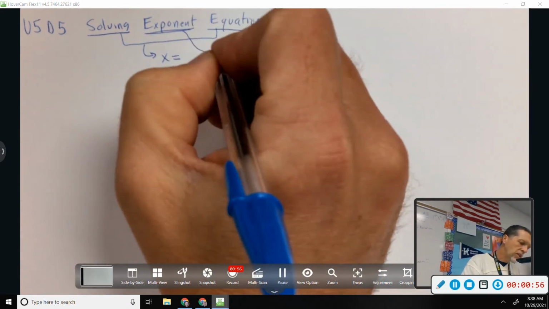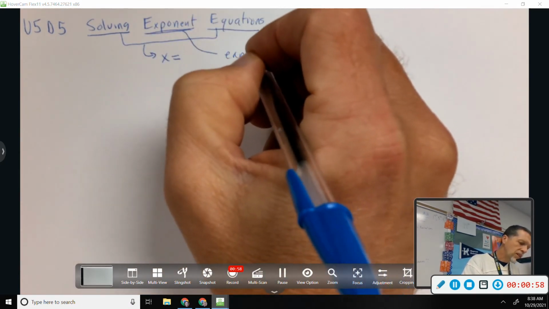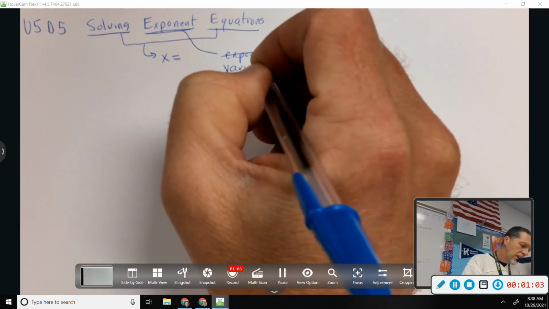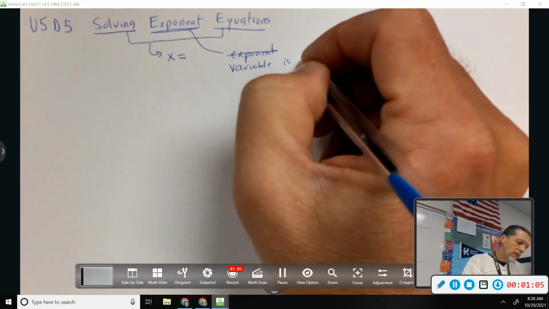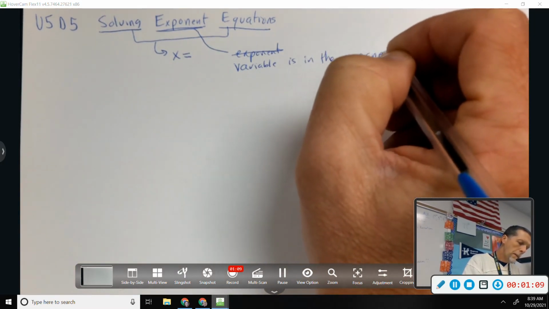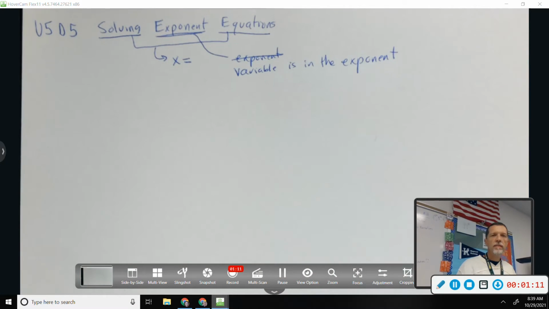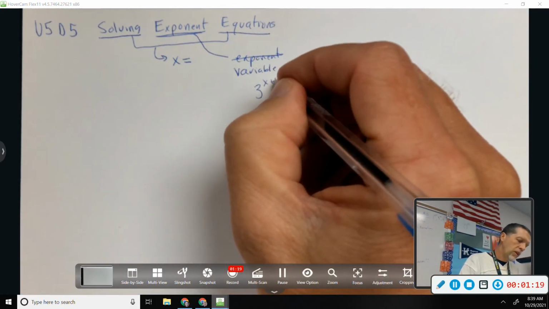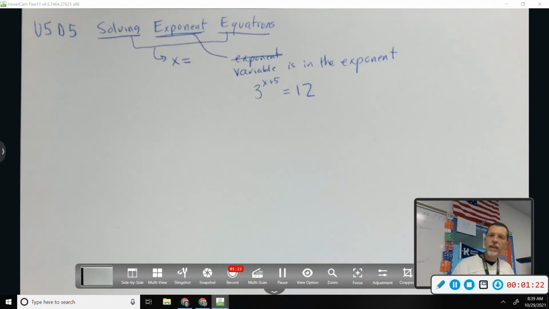An exponent equation means that the variable is in the exponent. So 3 to the x plus 5 equals 12 would be an exponent equation that we want to figure out how to solve.